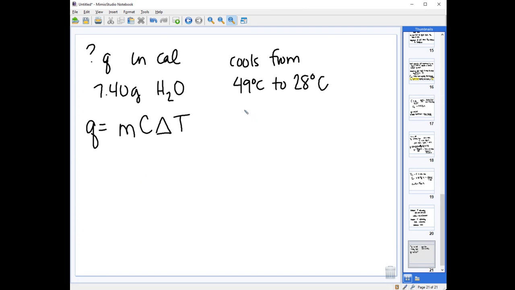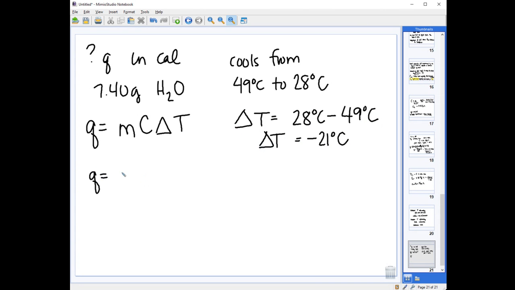Now this time, the first thing I'm going to do is get my delta T, and I'm going to say final minus initial. This time, my number is going to be negative. My delta T is negative because I'm cooling. I'm not adding heat. I'm essentially losing heat to my surroundings. So I'm going to say my final temperature, which is 28, minus my initial temperature, which is 49. Delta T is a negative number. So that's going to be negative 21 degrees Celsius.